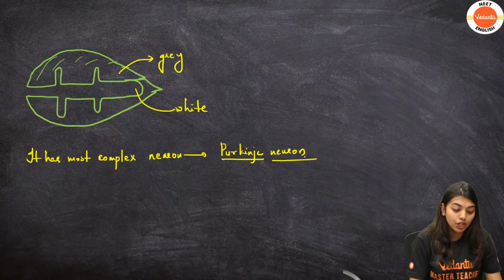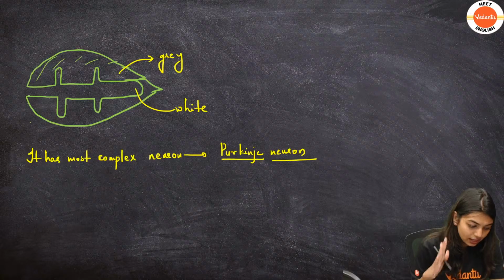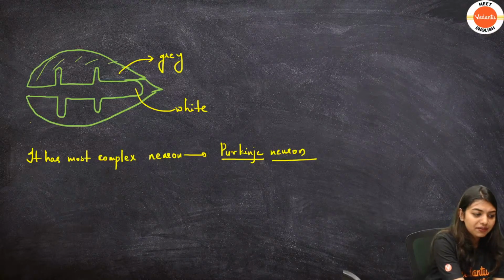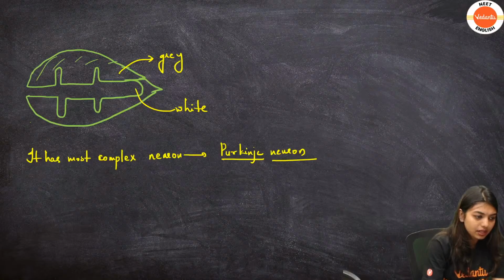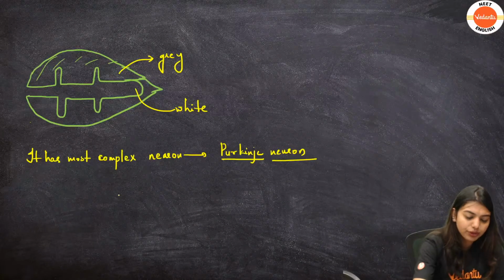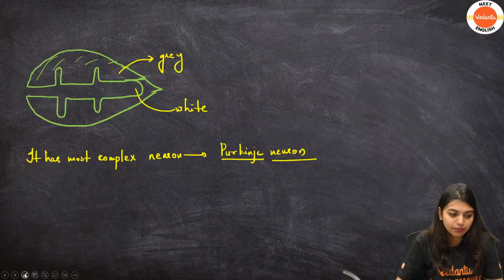Okay, Purkinje neuron. Okay, students, I also told about the involuntary actions, right? That also done and dusted. Then we have covered everything, right? We have covered everything. Okay. Yes, that's all about your neural control and coordination. You can open your textbook and check if we have missed anything. I don't think we have missed anything.